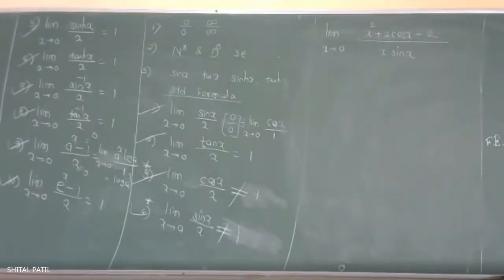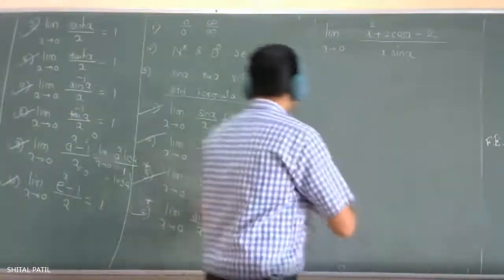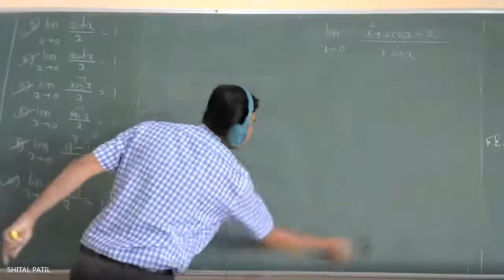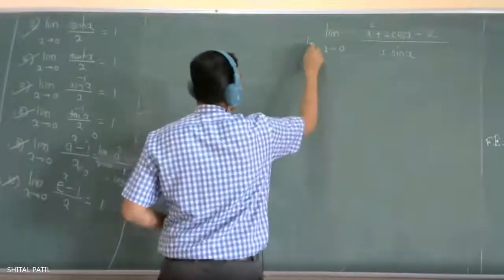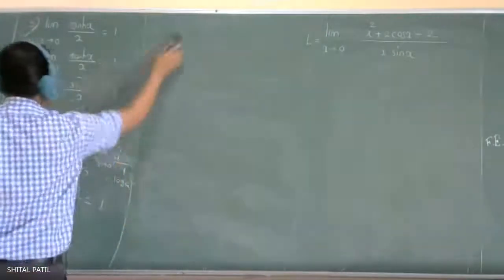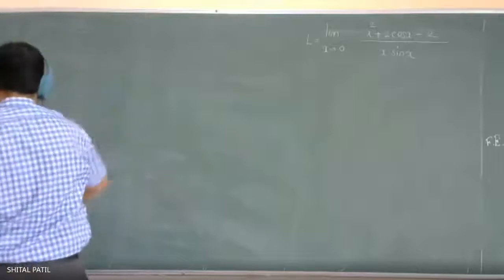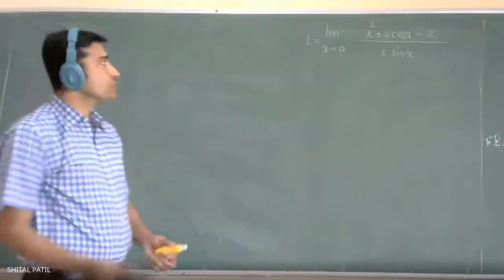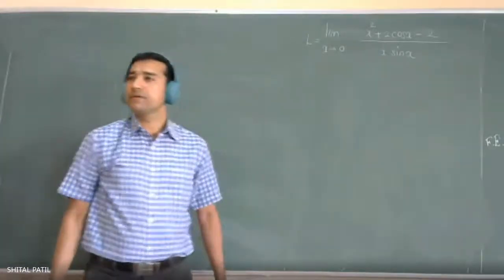Limit x tends to 0 of x square plus 2 cos x minus 2 divided by x sin x. Done. Solution. Let L equal to limit x tends to 0, x square plus 2 cos x minus 2 divided by x sin x. Acha, can anyone tell me what will be the first step?